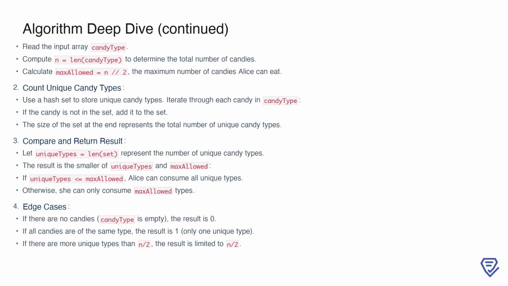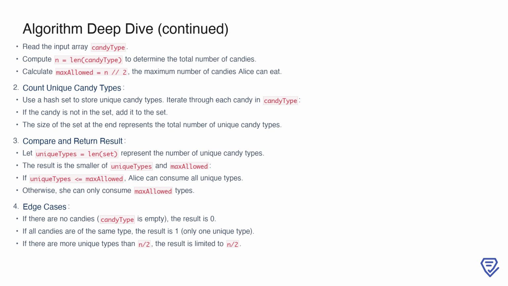Next, we count the unique candy types using a hash set. By iterating through each candy in the array, we add it to the set if it's not already present. The size of the set at the end of this process gives us the total number of unique candy types. Finally, we compare the total number of unique types with max allowed. If the number of unique types is less than or equal to max allowed, Alice can eat all the unique types. Otherwise, she can only eat up to max allowed types.